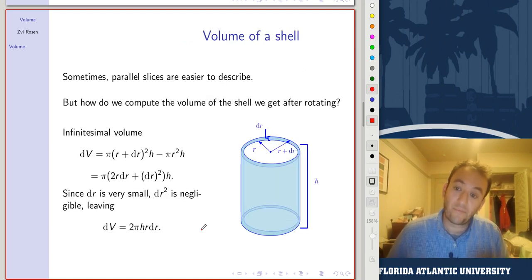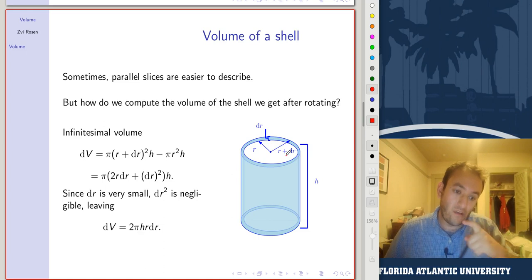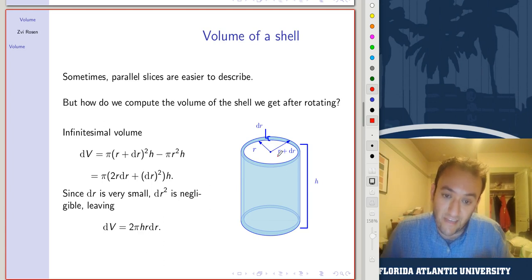Parallel slices are sometimes easier to describe, but how do we get the volume of the shell corresponding to that parallel slice? We do this by drawing a picture of what's going on. That rectangle becomes like the wall of a cylinder, and this volume corresponds to removing the smaller cylinder from the left side of the rectangle from the volume of the slightly larger cylinder that you get from the right side of the rectangle, the right side of the slice.